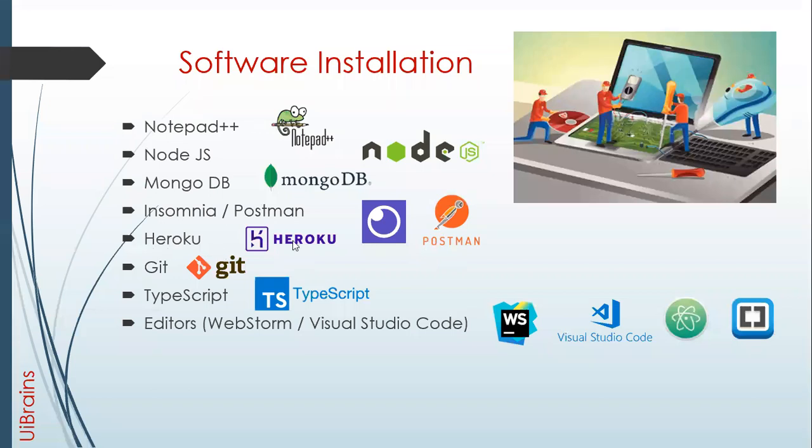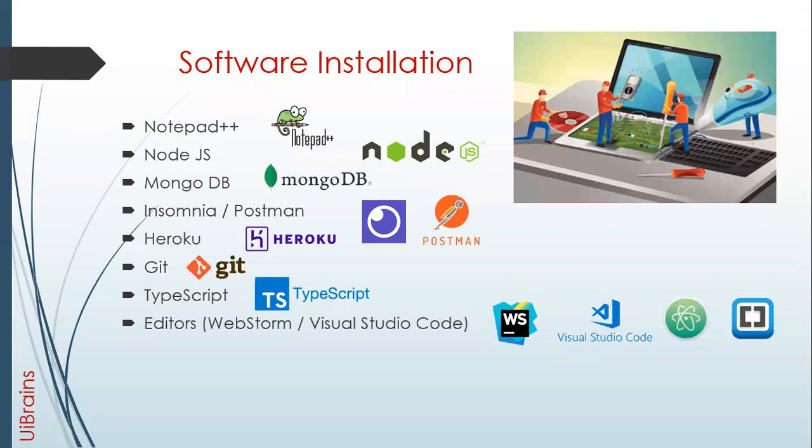And one more is Heroku. Heroku is for deploying our application online. It is an online platform where you can deploy your React.js application, Angular application, and so on. We also need Git, which is a version control system, to maintain our repository and every different version of our code. And we also need TypeScript, because at the end of the React.js course we also use React.js with TypeScript, so we need to install TypeScript.